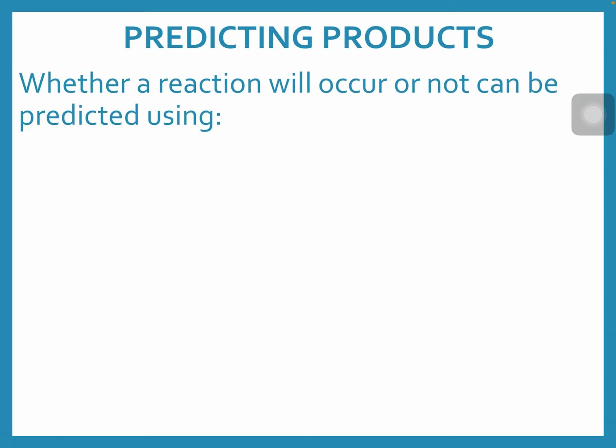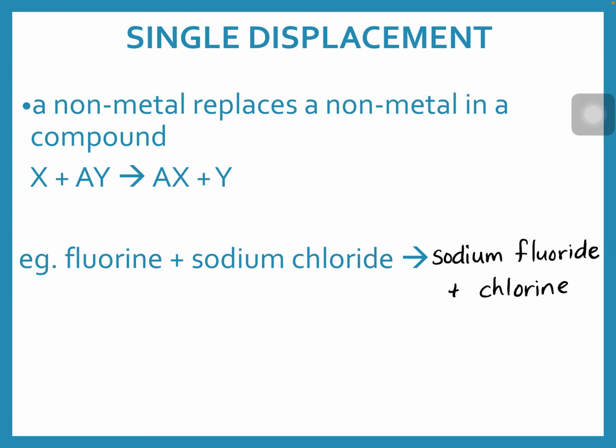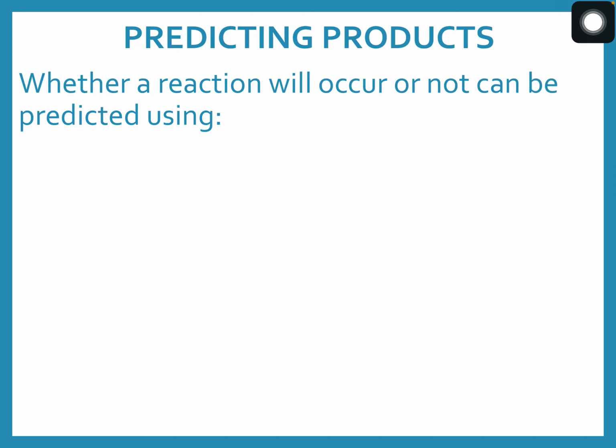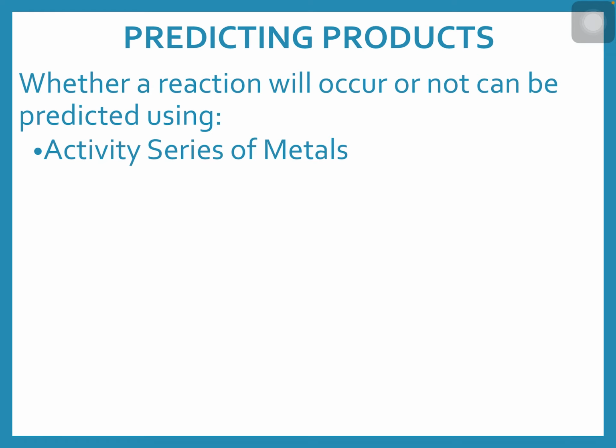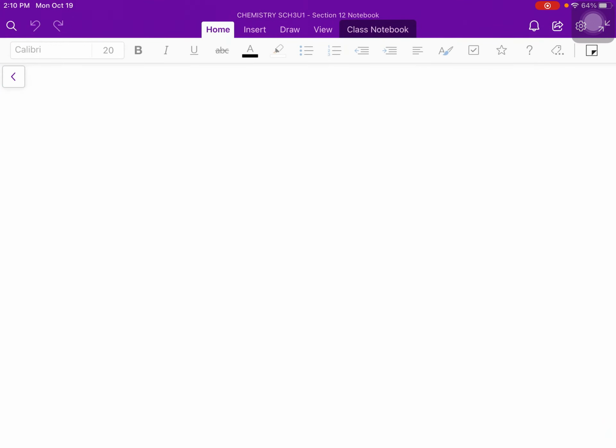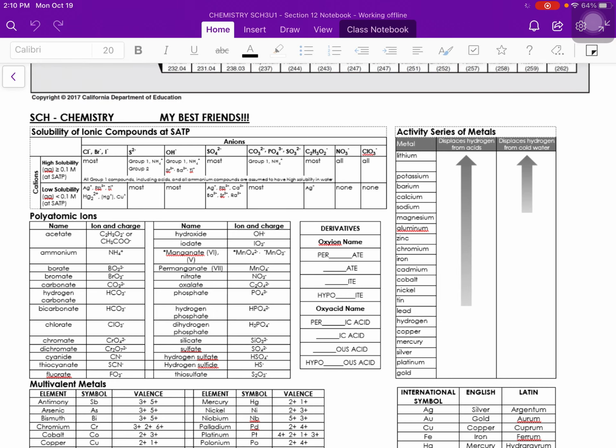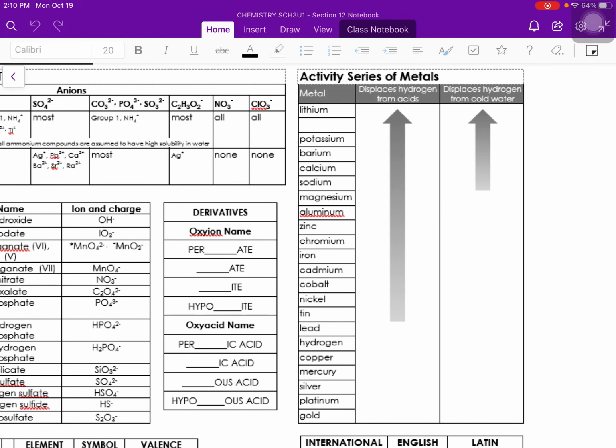So how do we predict whether the products can happen or not? Because if we look over here, fluorine kicked out chlorine, but if I started with sodium fluoride and chlorine, would chlorine kick out the fluoride? And that has to do with reactivity. So we have something called the activity series of metals, and that is in your data sheet here. So the activity series of metals right there. And this is just a mistake where there's an extra box in there.